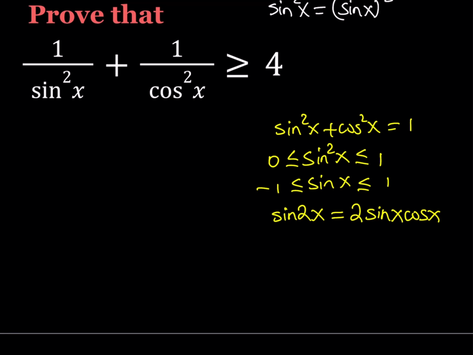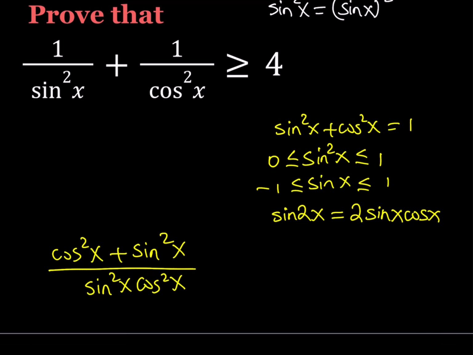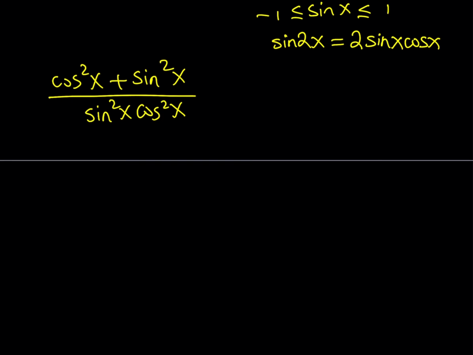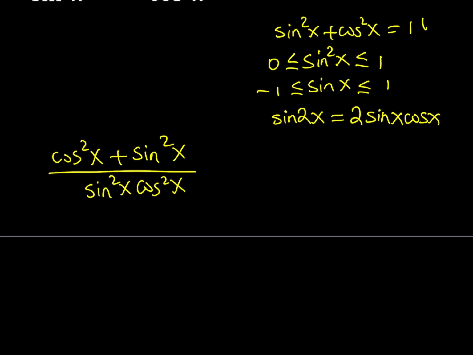So let's go ahead and take a look at it. I'm going to make a common denominator on the left-hand side. Multiply by cosine squared, and then by sine squared, and then divided by the product, which is the common denominator. And we're supposed to prove that this is greater than or equal to 4, but at this point I don't know if it's true, so I'm not going to write anything on the right-hand side. So this expression can be simplified because cosine squared x plus sine squared x, as you know, is equal to 1. So I can replace it with 1.